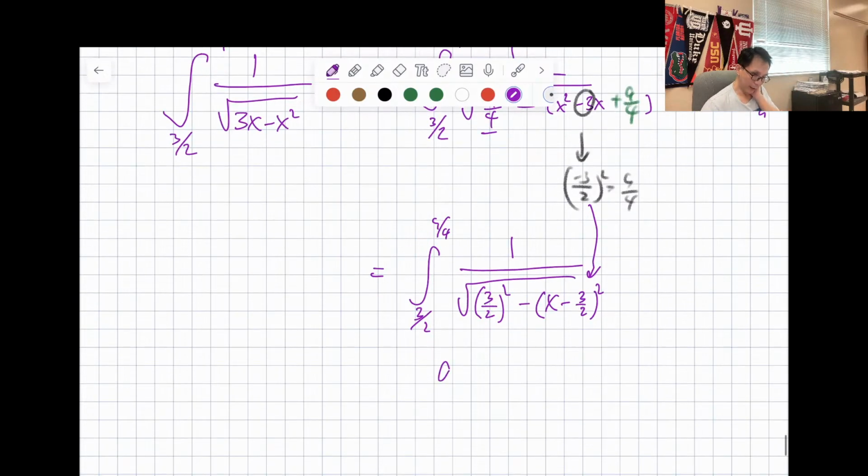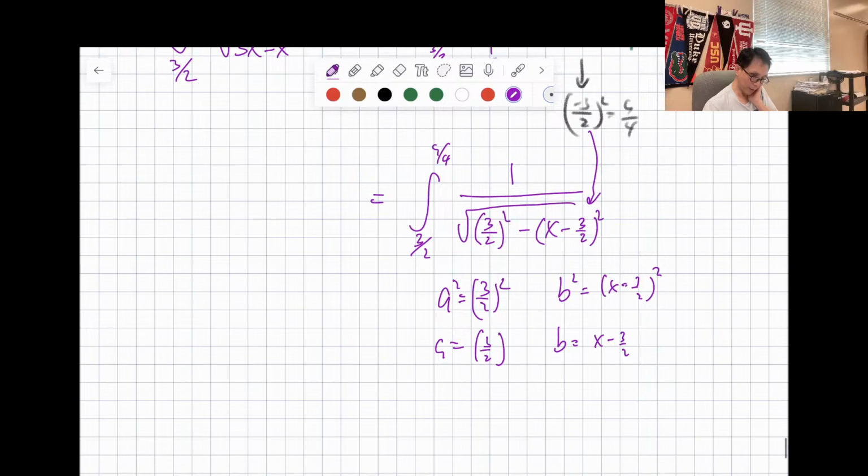Now, a squared is equal to 3 over 2 squared. So a is equal to 3 over 2, right? B squared is equal to x minus 3 over 2 squared. So b must equal what? x minus 3 over 2. Good. So, not b, this is u. This is u. Is that okay?